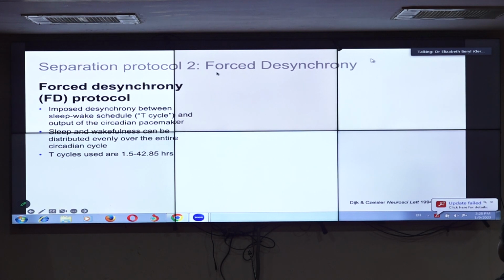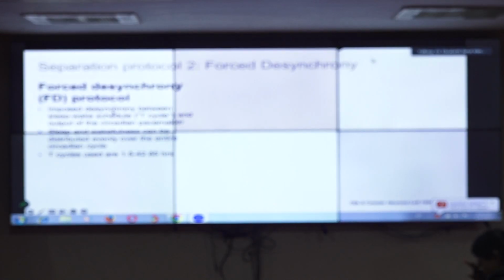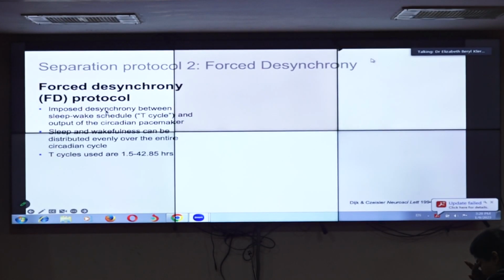The second protocol is called the forced desynchrony protocol, and it usually takes even longer than those 40 hours I just mentioned. What we do is impose a desynchrony: we separate the sleep-wake schedule, which is called the T-cycle, from the output of the circadian system. Therefore we can distribute sleep and wake evenly over the circadian cycle. The T-cycle periods have been everything from 90 minutes, or 1.5 hours, to 42.85 hours.